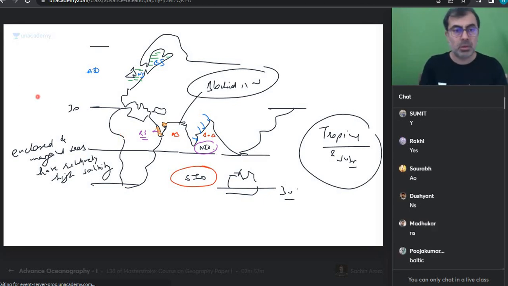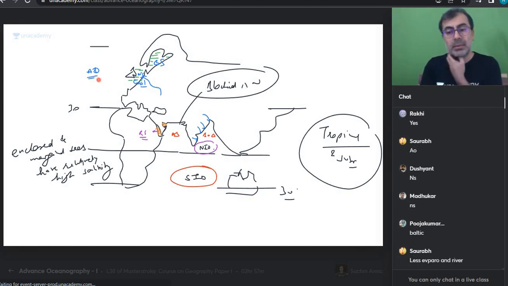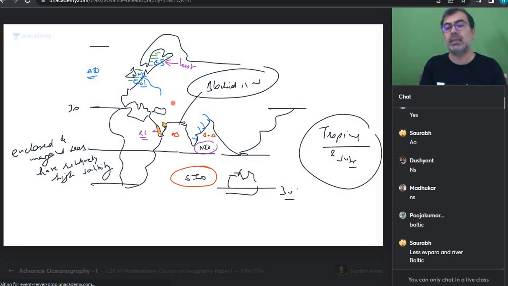Why? Because the river Rhine falls here, yes or no? And because of the land, this is relatively cooler. Fresh water is also coming, less evaporation is also happening. So where will be the more salinity? Atlantic Ocean will have more salinity. And which one of these will have the least salinity? Baltic Sea has the least salinity.